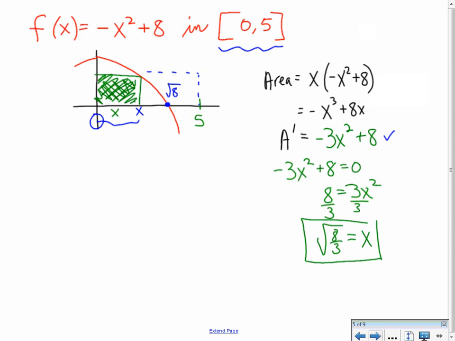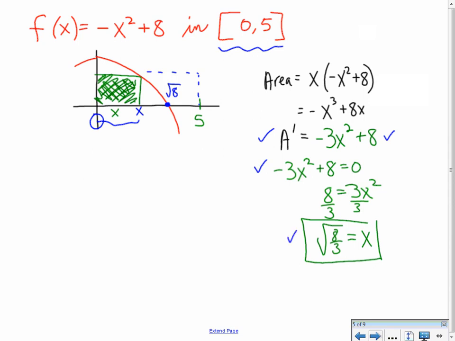So anyways, we take the derivative, and we get a very similar square root of 8/3 answer for x. And you can go back in and find out what the y is, just like we did before, and the area. But those are the steps. We graphed it. We set an equation for the area. We found the derivative of the area. Set that derivative equal to 0, and that was our magic answer for x.